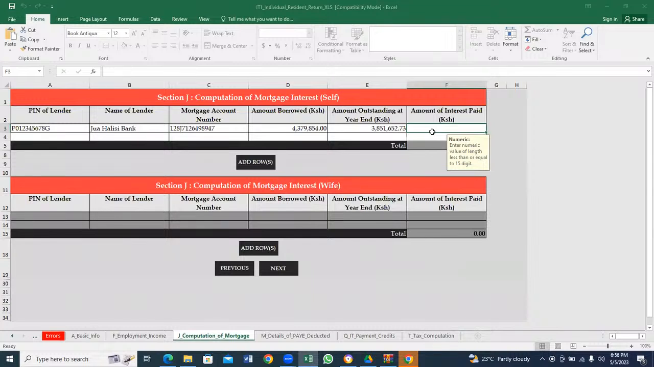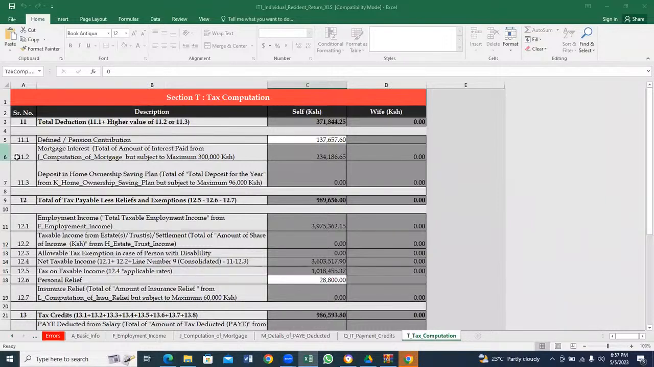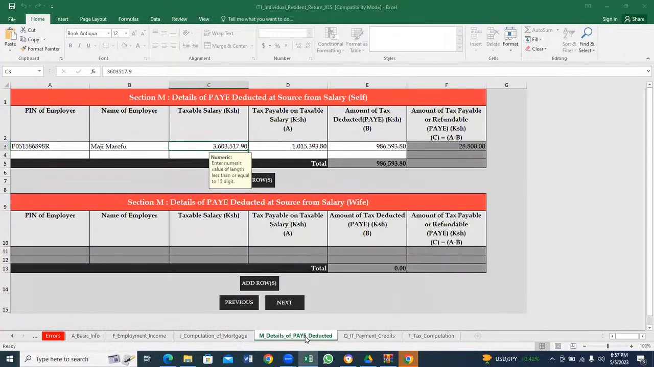So feed that amount there, 234,186.65. Click outside and please go to the last column. You can see 11.2, our mortgage interest imejileta hapo as a deduction. Then you can also see that our 12.4 is now reading 3.6. You can see 3.6, 517.